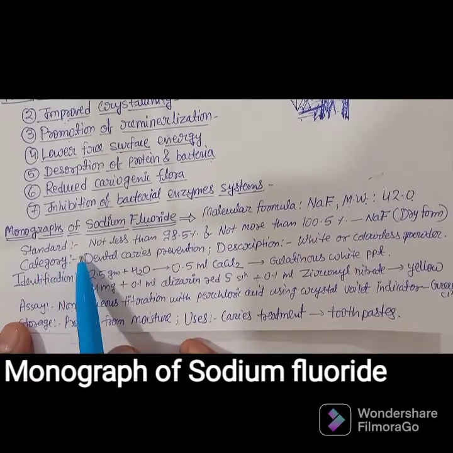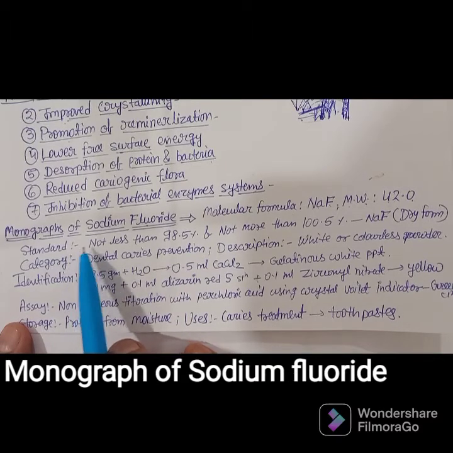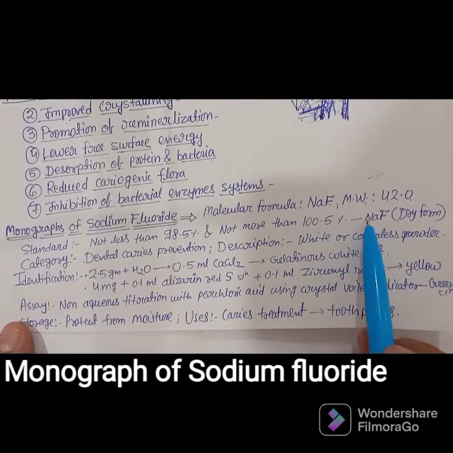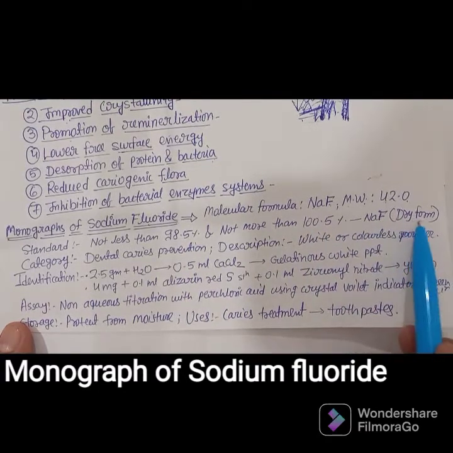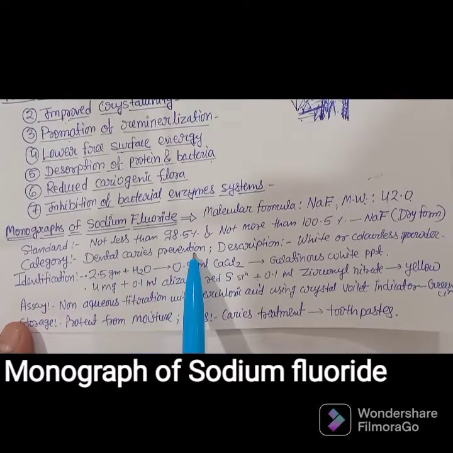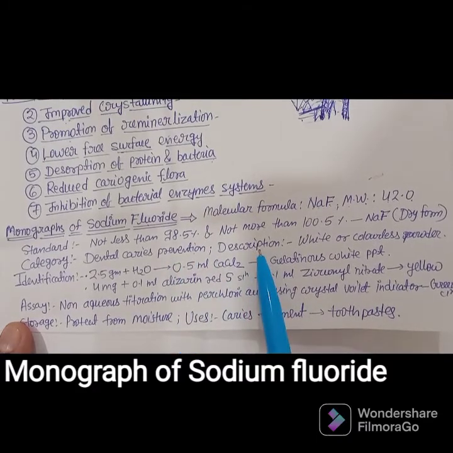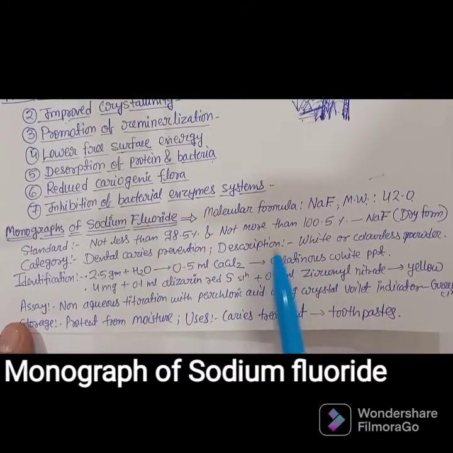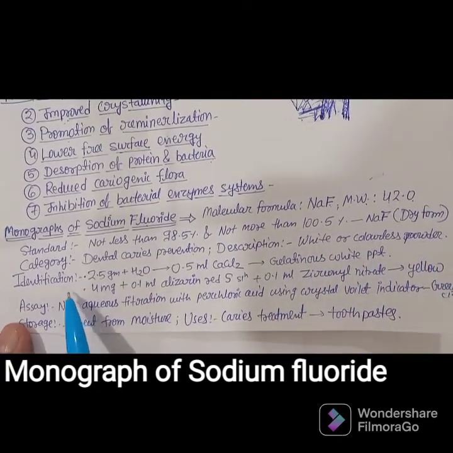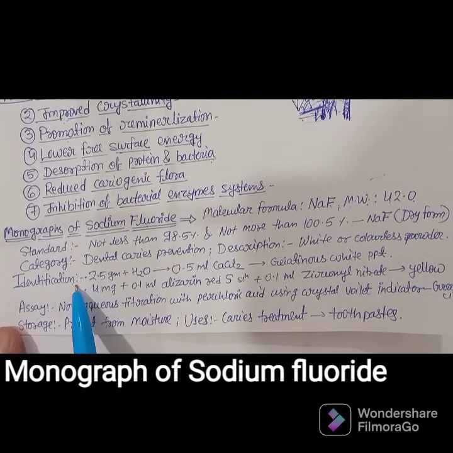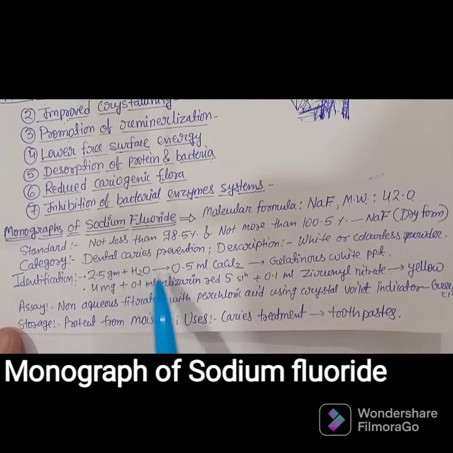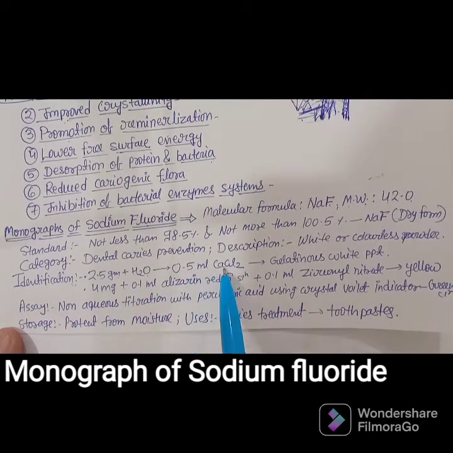42.0. For standards, in the dry form, not less than 98.5% and not more than 100.5% sodium fluoride in the dry state. Category: dental caries prevention. Description: in the available powder form, it is a white or colorless powder, right? Identification: how do we identify this powder as per the monograph? Take 2.5 gram of the sample, dissolve it in water and add 0.5 ml calcium chloride.